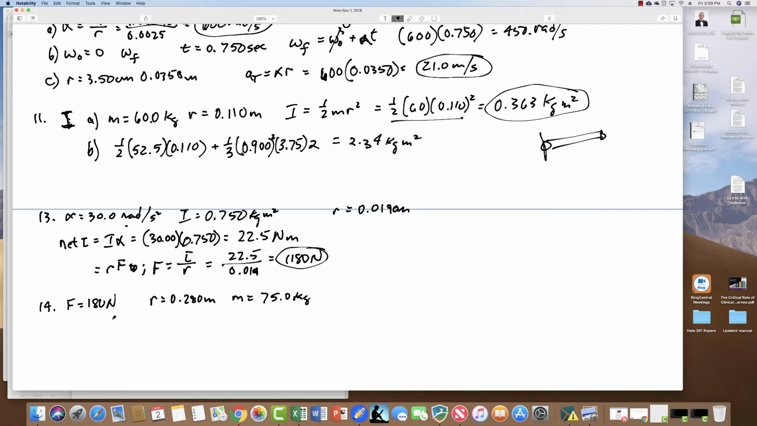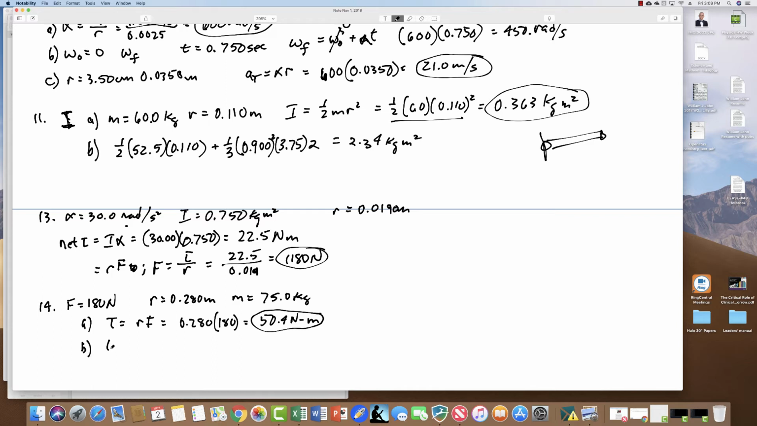The torque is equal to R times F, which is equal to 0.280 times 180, which is 50.4 Newton meters. So that's A. B asks the question, what is the angular acceleration assuming a negligible friction?